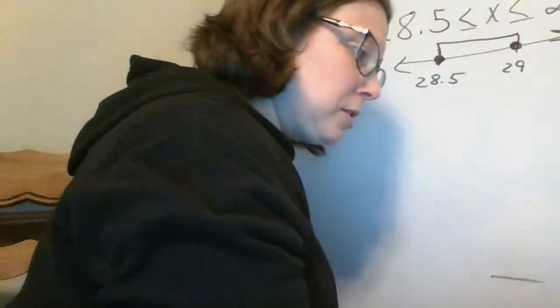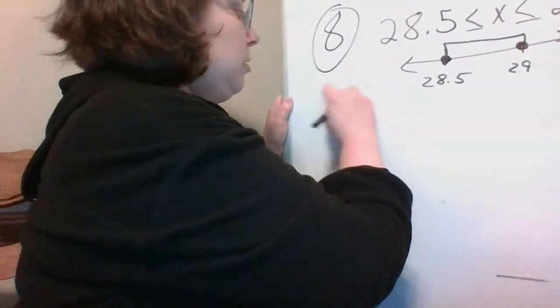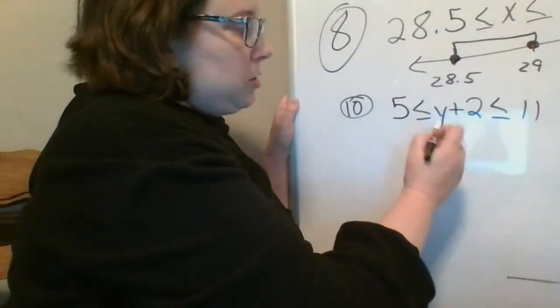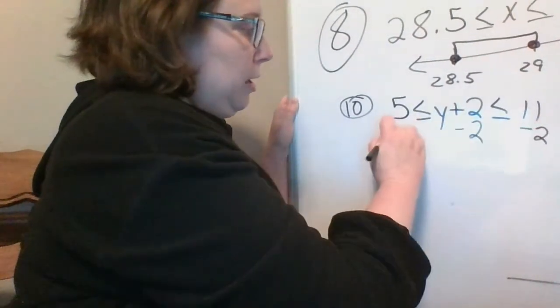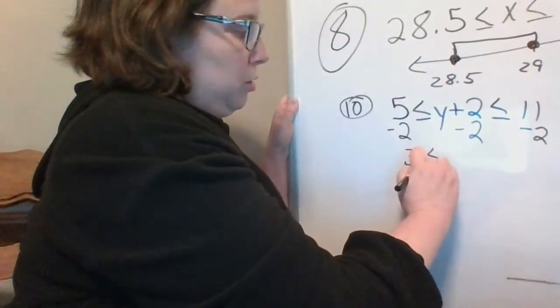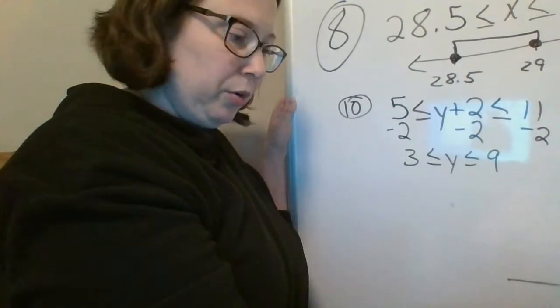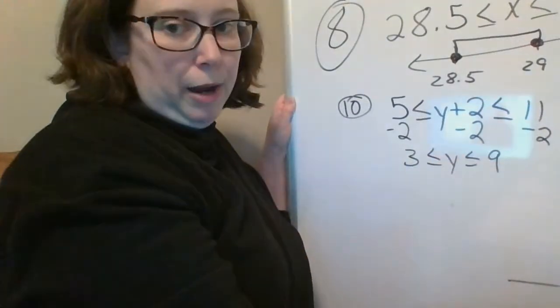Number 10, the directions say solve each compound inequality and then graph your solution. So number 10, the compound inequality is 5 is less than or equal to y plus 2 is less than or equal to 11. So when we go to solve this, we need to isolate the y. We're going to get rid of that 2 to do that. And this one, although it's a compound inequality, turns out to just be a one-step equation. You only had to get rid of the 2 by subtracting 2. Just remember to subtract 2 from everywhere.